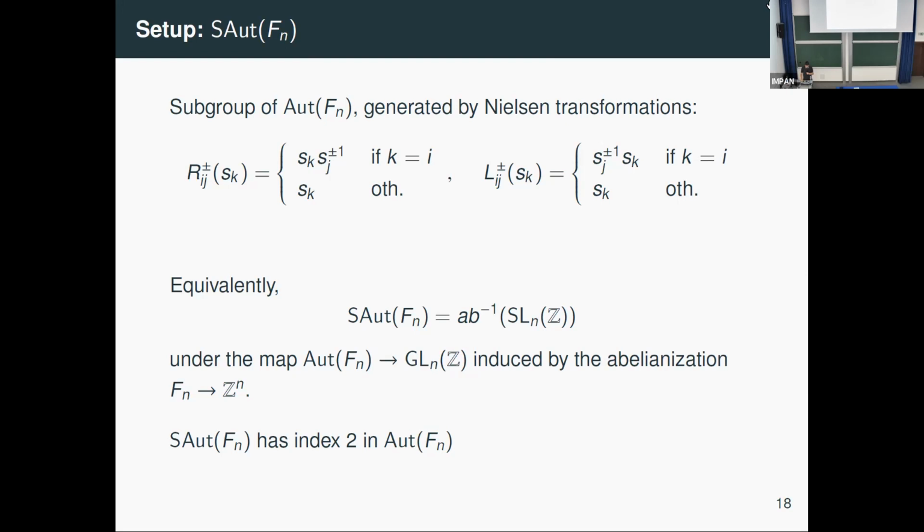Okay, and the way that one should think about these is that these are the non-commutative versions of row and column operations. Because there is another equivalent definition, which is as follows. We have the map from the free group to Z^n. This is just the abelianization, which induces a map from Aut(Fn) to GL_n(Z). And then inside here, I have a copy of SL_n(Z). The subgroup I'm looking at is the pre-image of SL_n(Z) under this map. What's important is that this subgroup has index 2 in Aut(Fn), and as I said, property T passes to finite index subgroups, so we can just as well work with this, and we'll get property T for Aut(Fn).